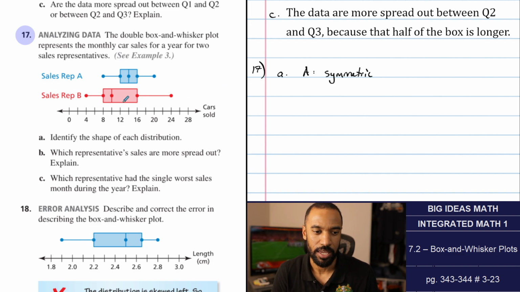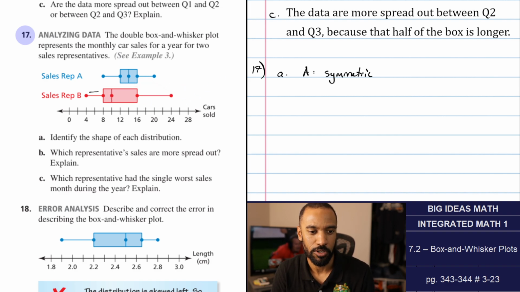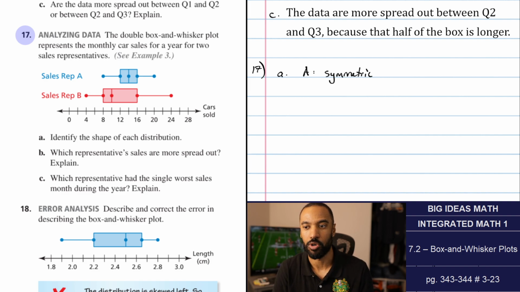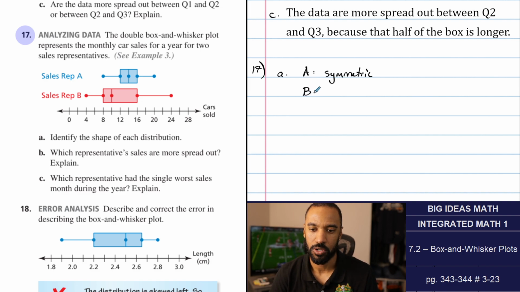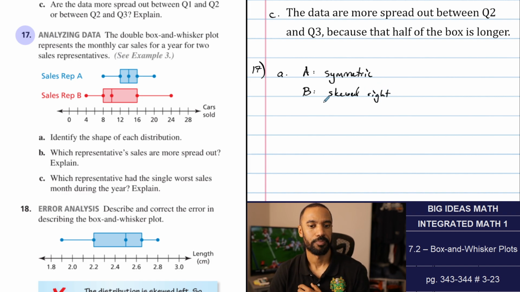That's just the nature. It doesn't have to be very identically symmetric, but it is in that way. In sales rep B, this whisker is shorter than this one. This box is less than that one, so there's much more of a right skew here. There's more spread in the right side of values, so that's what we'd call right skewed, or skewed right. So that's what I'm going to say there.